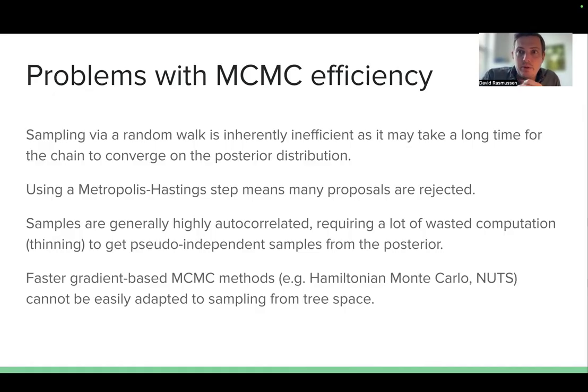And also, if our proposals are conservative, which they often have to be, it also means we might have to make many proposals to move to a different part of parameter space. Or another way of thinking about this is for many iterations of the algorithm, we might just get stuck in a given part of parameter space, which means that we often have to sample hundreds, if not thousands, of MCMC iterations in order to get fairly independent samples from our posterior distribution.